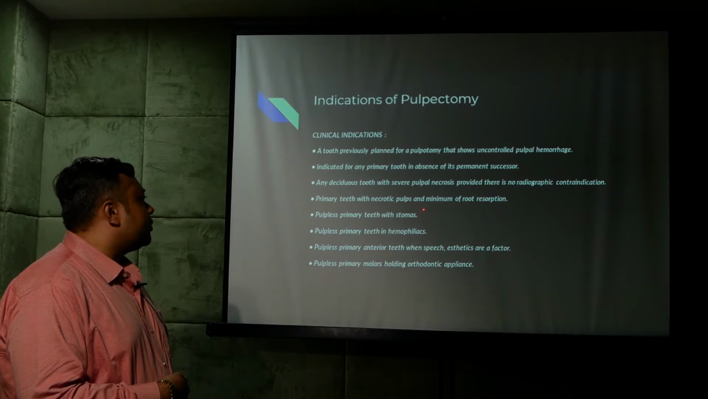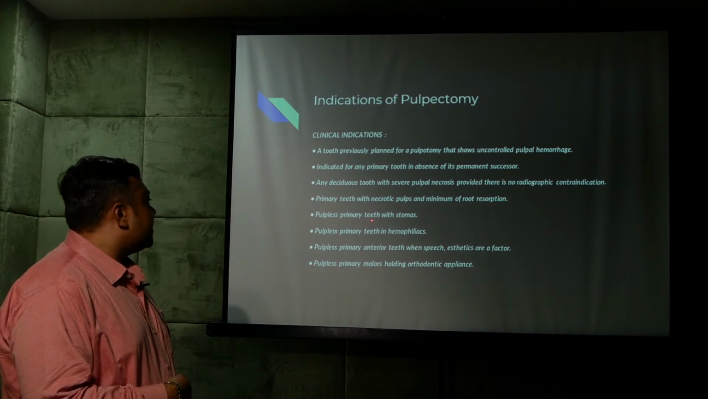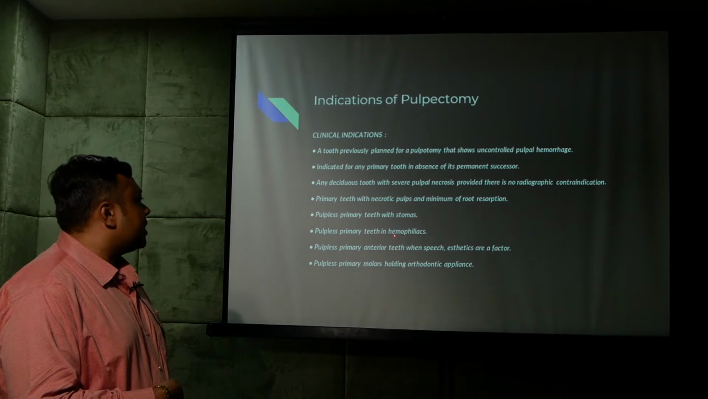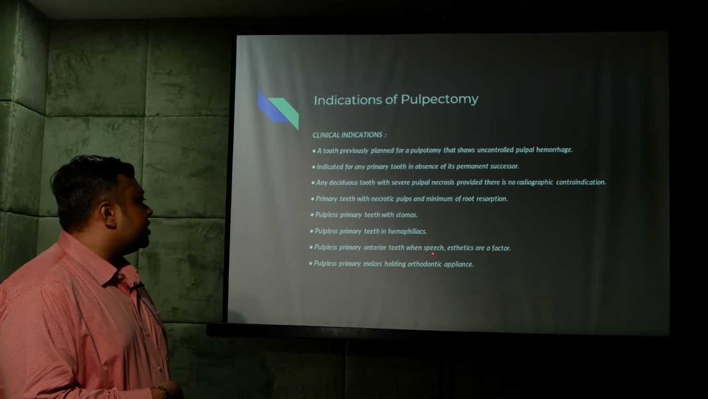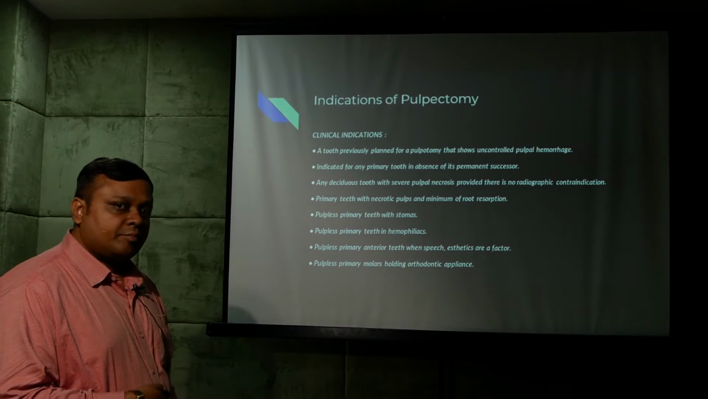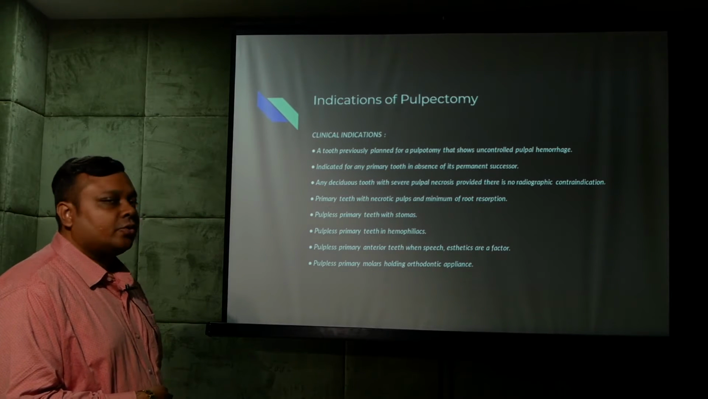Primary teeth with necrotic pulp and minimum root resorption. Pulpless primary teeth with stomas, or pulpless primary teeth in hemophilics. Pulpless primary anterior teeth where speech or aesthetics are a major concern, and pulpless primary molars holding an orthodontic appliance.